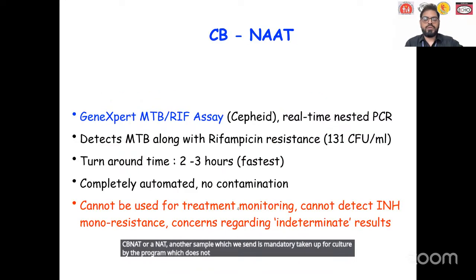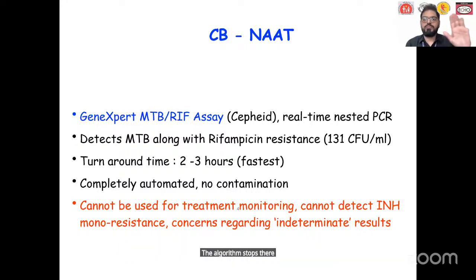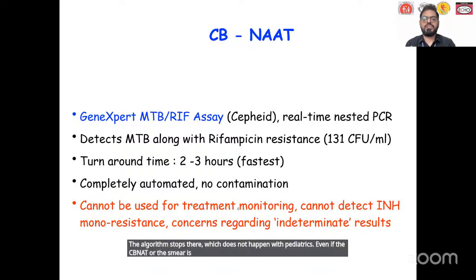In adults, when we send a sputum sample, CB-NAT is run and smear is done. If CB-NAT and smear are negative, the sample does not go for culture. The algorithm stops there, which does not happen with pediatrics. Even if the CB-NAT or the smear is negative, the second sample which you are sending is mandatorily put to culture by the lab.